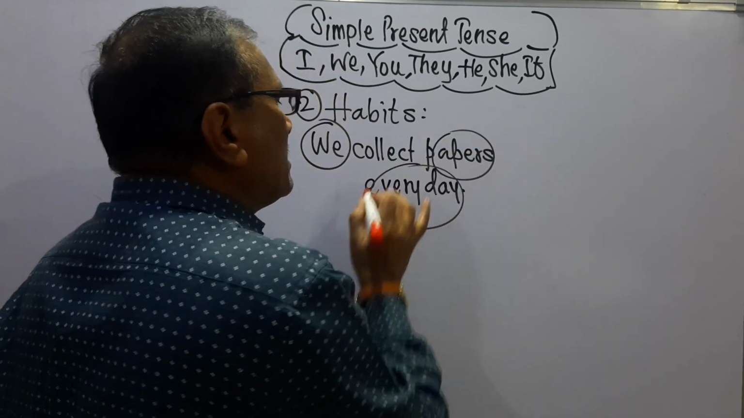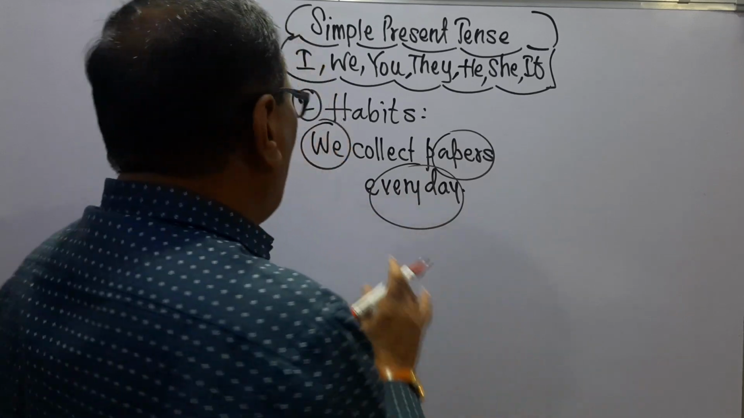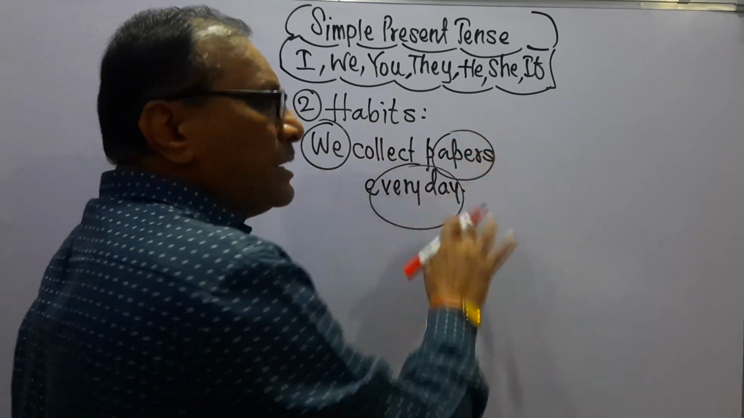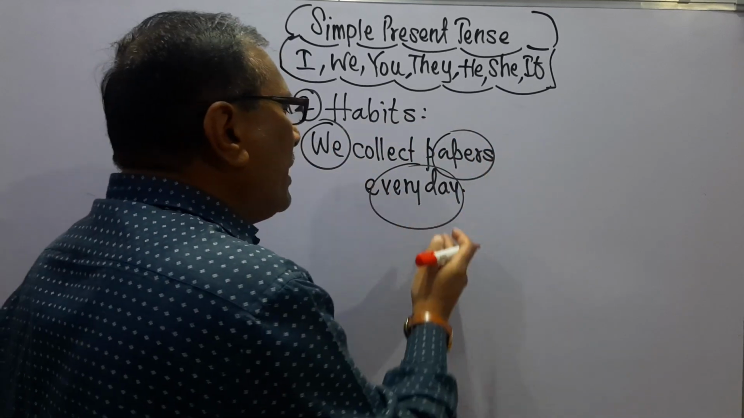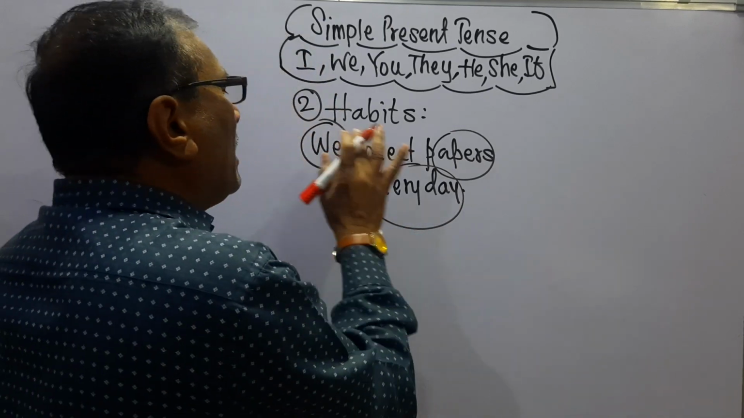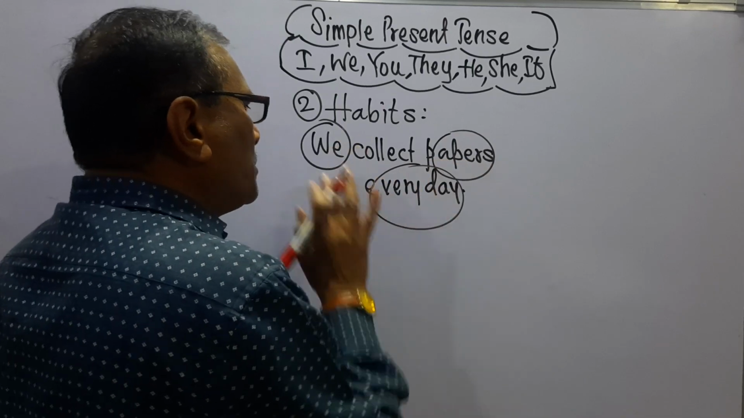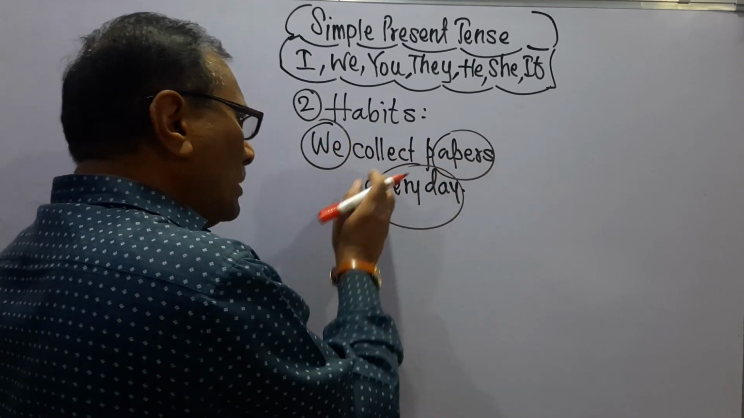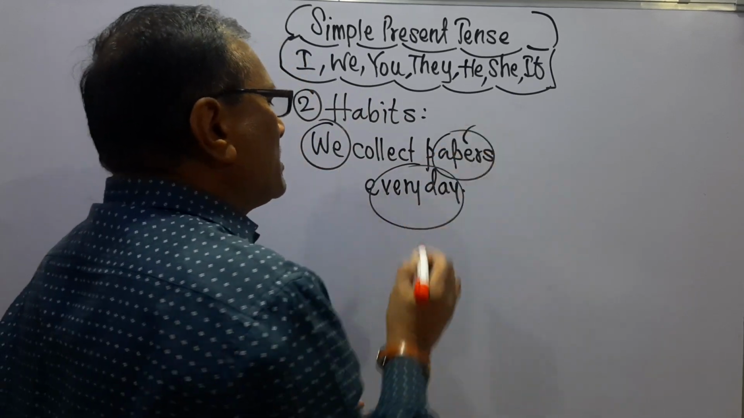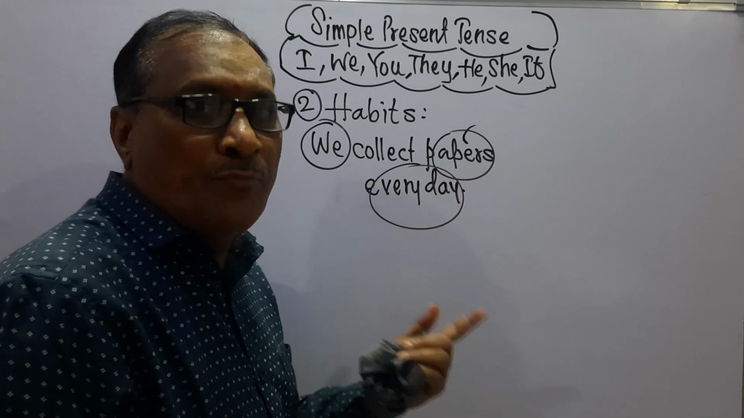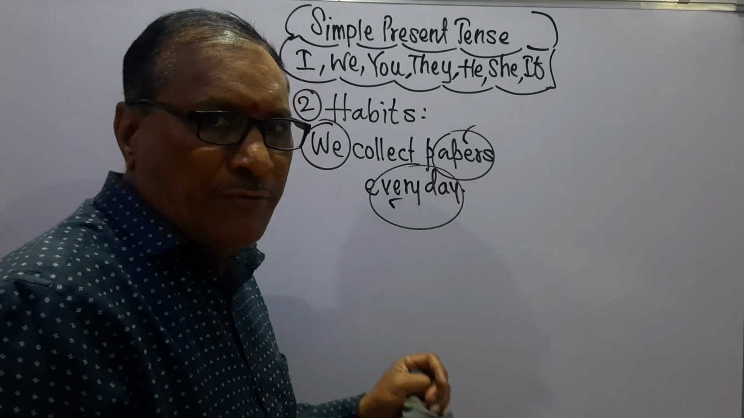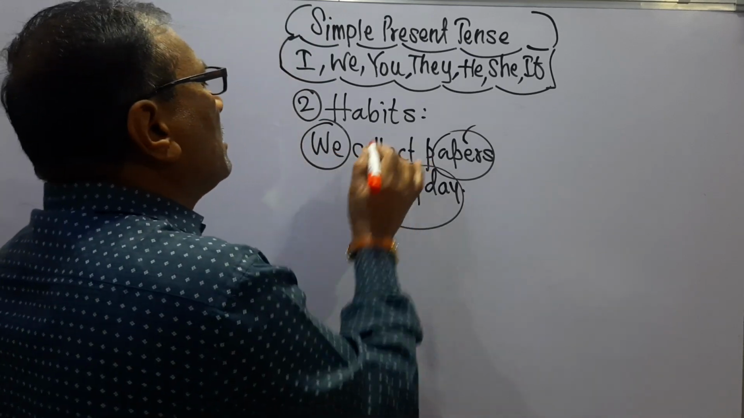Every day is the extra word. So remember, here we is the subject, collect is the main verb, papers is the object, and every day is the extra word or complement. We collect papers every day means we do the action of collecting. What do we collect? We collect the papers, and that's why papers is the object here, and every day is the complement or extra word. So this is the habit.